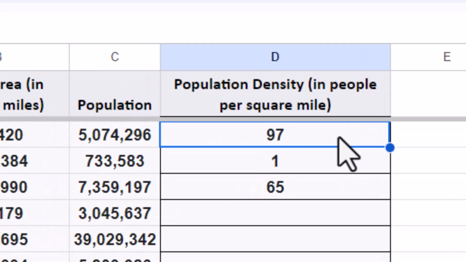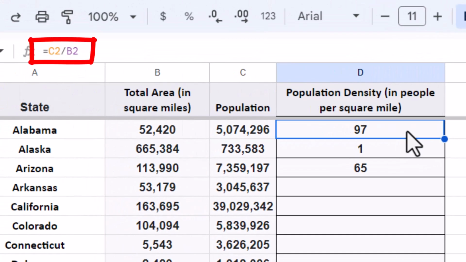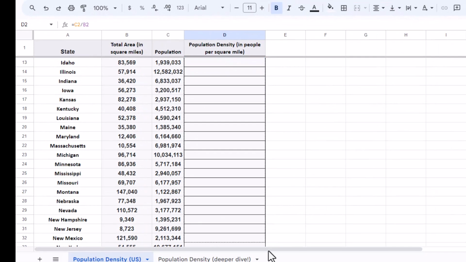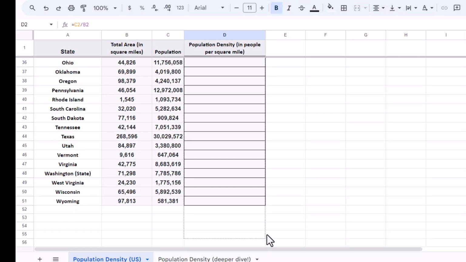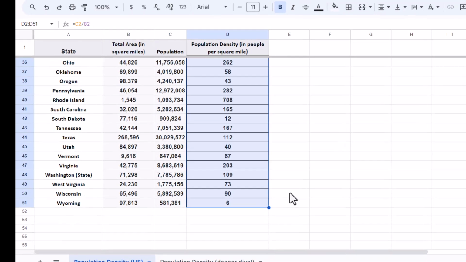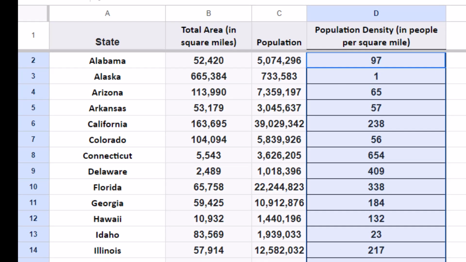So remember the formula we typed up here was equals C2 divided by B2? Well, you could retype the formula here and type equals C3 divided by B3. But this is one of the most important, if not the most important part of a spreadsheet: once you type a formula correctly in one cell, if you want to replicate that all the way down, you can just click this and drag while you're holding all the way to the bottom, in this case Wyoming, and let go. And there, my dear friends, are all of the population densities of all of the states.